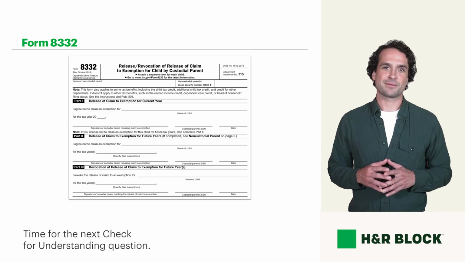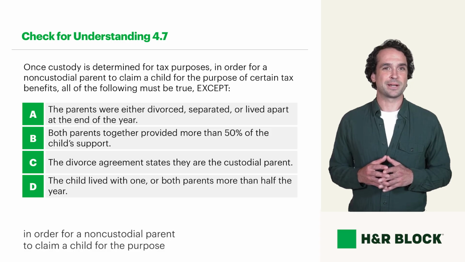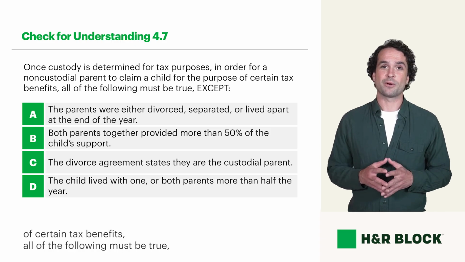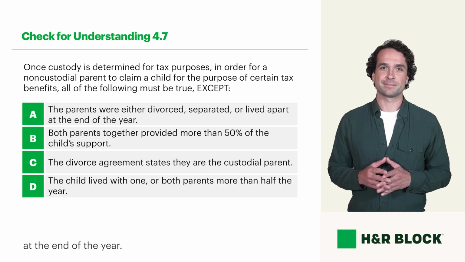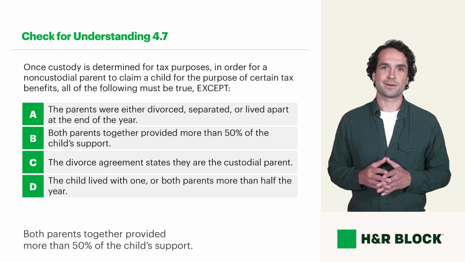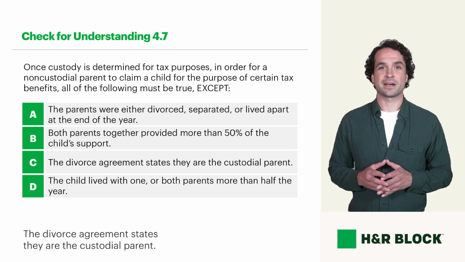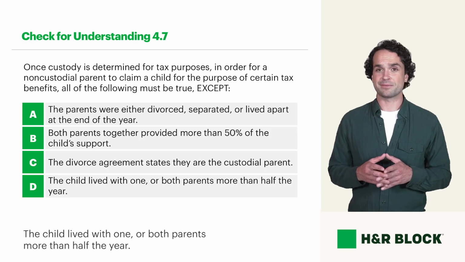Time for the next check for understanding question. Once custody is determined for tax purposes, in order for a non-custodial parent to claim a child for the purpose of certain tax benefits, all of the following must be true, except: A, the parents were either divorced, separated, or lived apart at the end of the year. B, both parents together provided more than 50% of the child's support. C, the divorce agreement states they are the custodial parent. D, the child lived with one or both parents more than half the year.